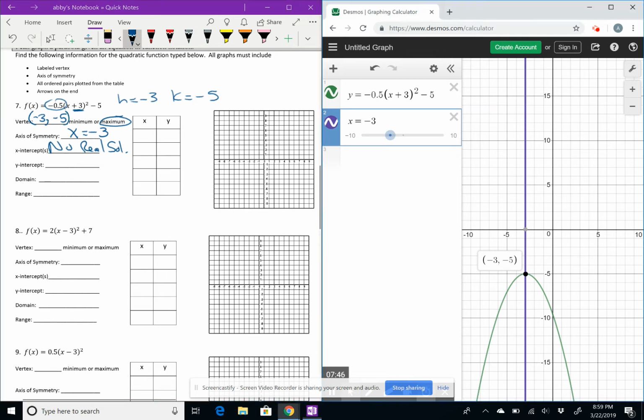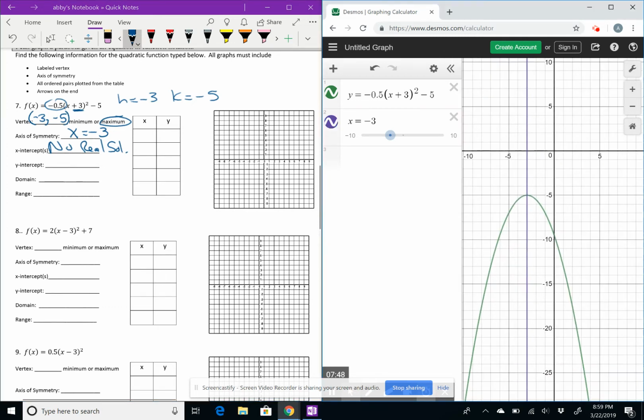The y-intercept. All you have to do is click where the green line, or whatever color it is, hits the y-axis, which in this case it's 0, negative 9.5.